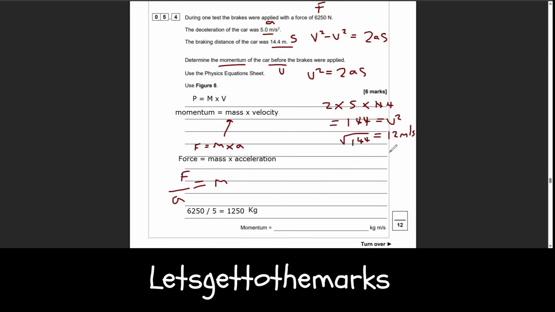So now we know that it has 12 meters a second. We know that we just need to do M times V. So M times V, so 1250 times 12 equals 15,000. And what is 15,000? That's P, that's momentum, and that is kilograms times meters per second.